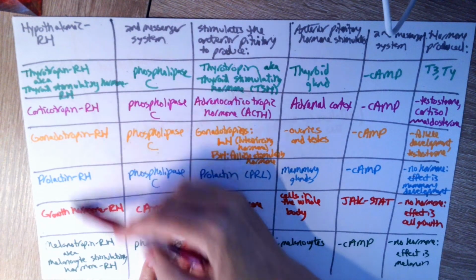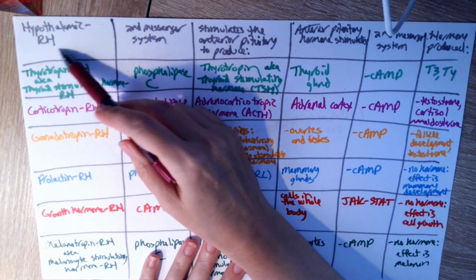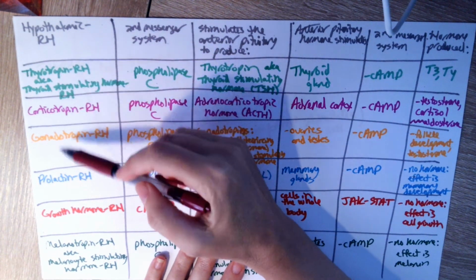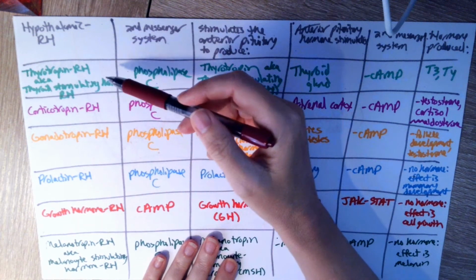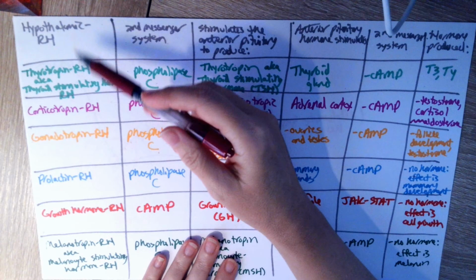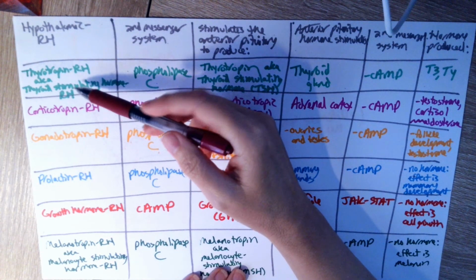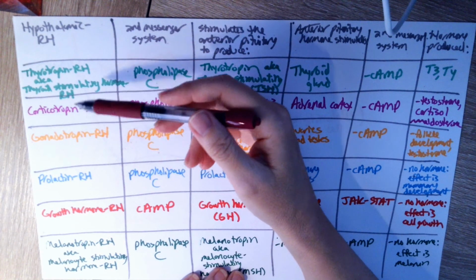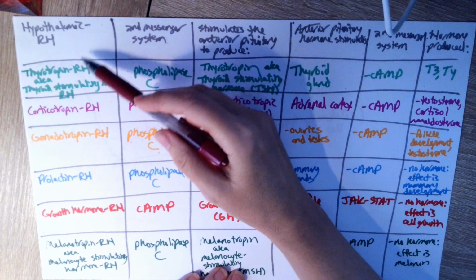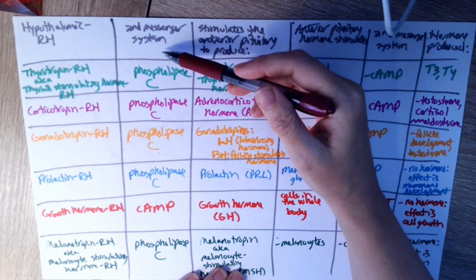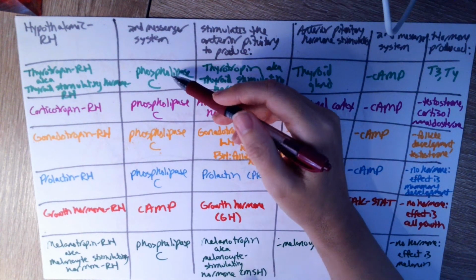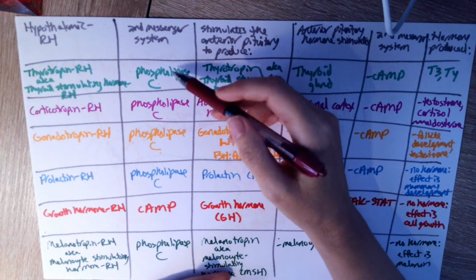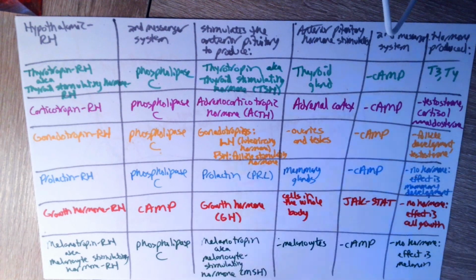In this column here, we have the releasing hormone. So we have these releasing hormones that are coming out of the hypothalamus, going down through the hypophyseal portal system into the anterior pituitary. And they will stimulate the anterior pituitary. When those hormones get to the anterior pituitary, they're going to bind to a receptor, and they're going to cause the production of a second messenger. This would be the second messenger that they would use.